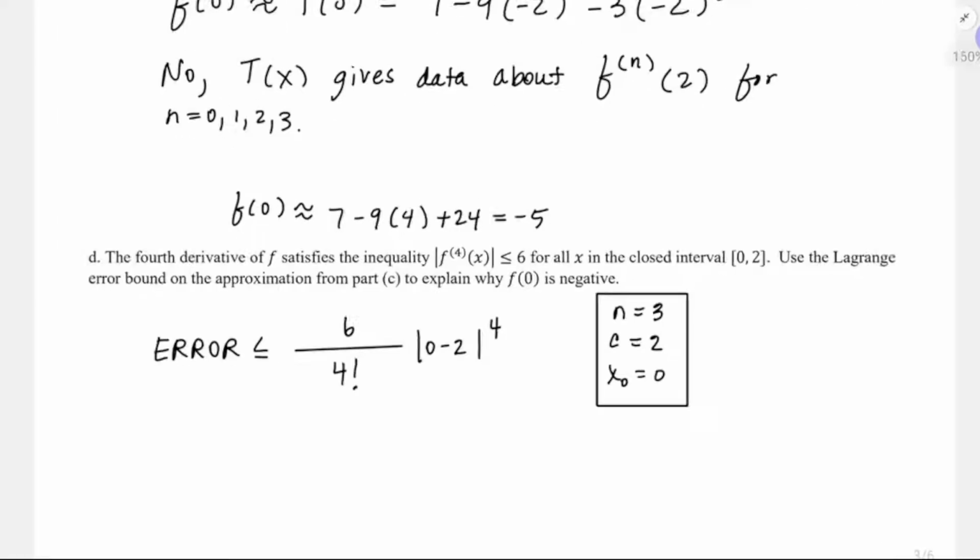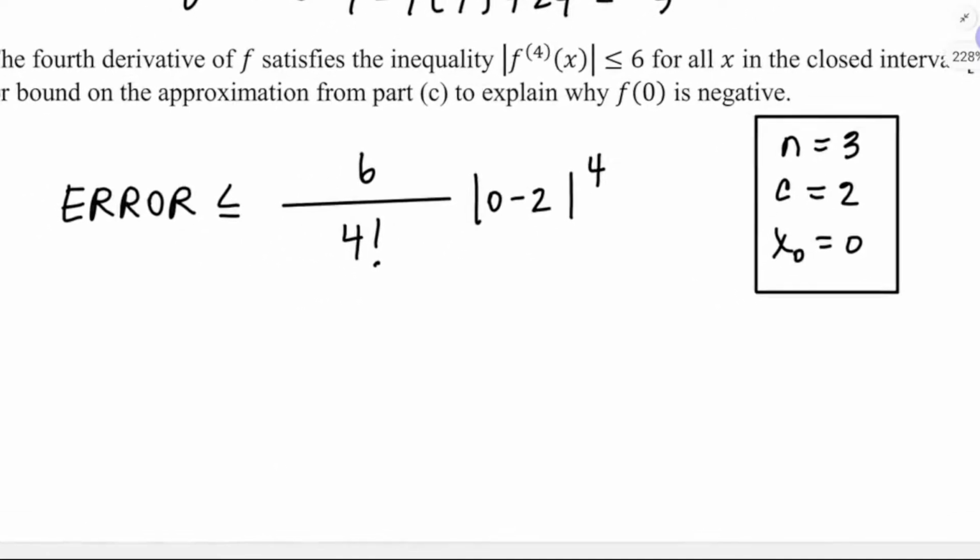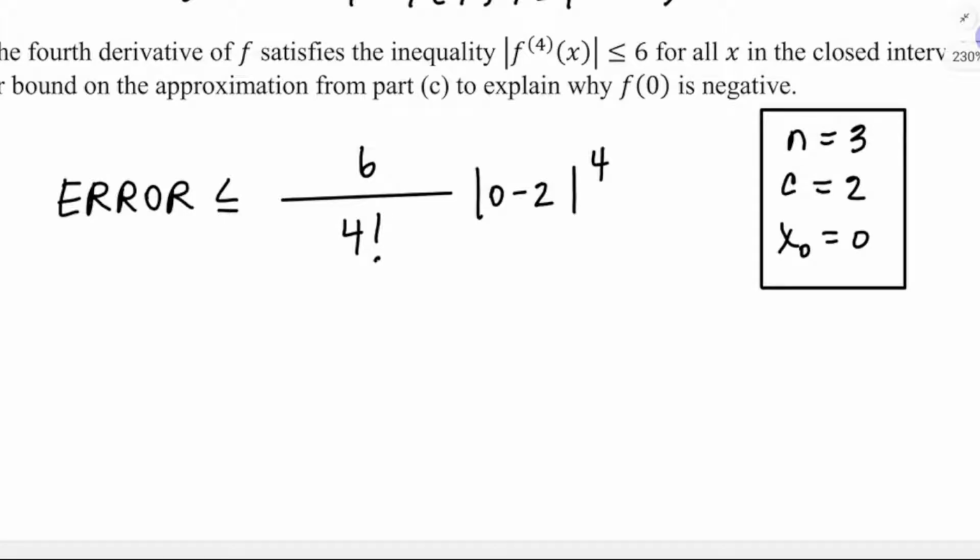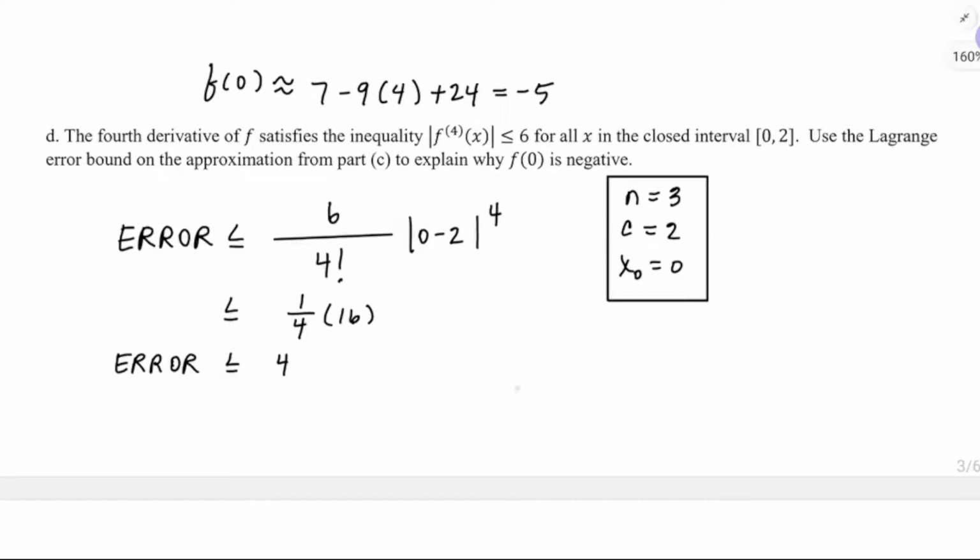And this is the only one of these that I'm familiar with to explain why f of 0 is negative. So we've got the Lagrange error bound right here. I might just go ahead and simplify this because 6 over 4 factorial is going to be 1 over 4. 2 to the 4 is 16. So I've got error, and this is a good idea of something else that a person could do with Lagrange error bound besides just what you usually do in AP Calculus. Error is less than or equal to 4, but my approximation was negative 5.